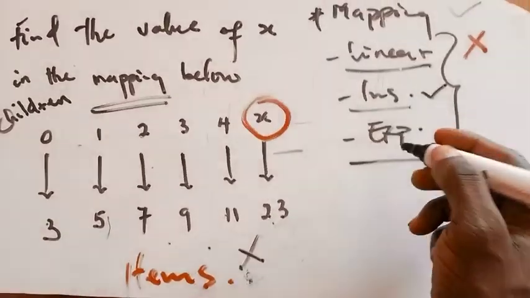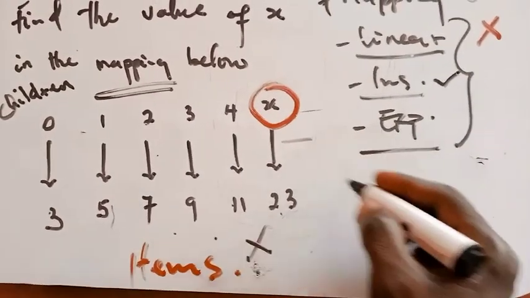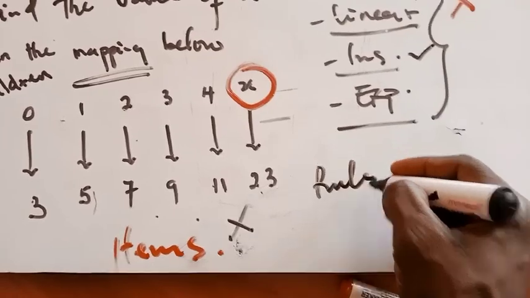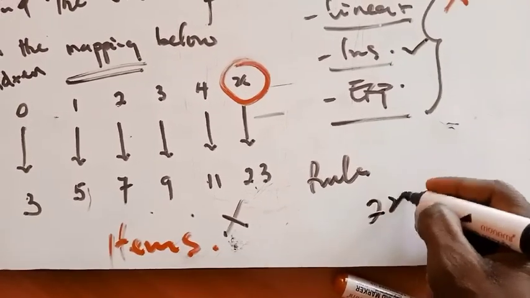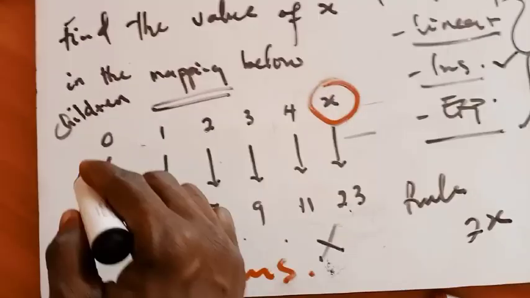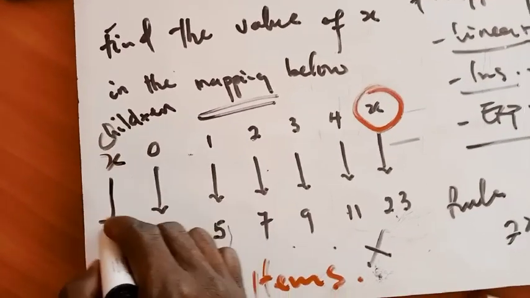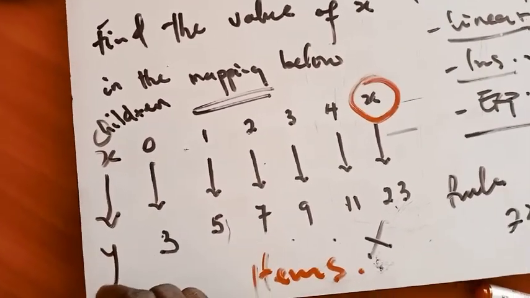So in solving this, this is by inspection, right? So solving this, the rule of this mapping here is going to be 2 of the x here. So the x here are coming from the children, right? So the x, they are going to map to what? Y. That is the technical term.